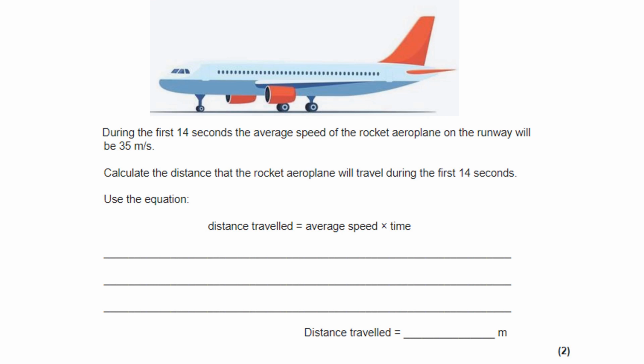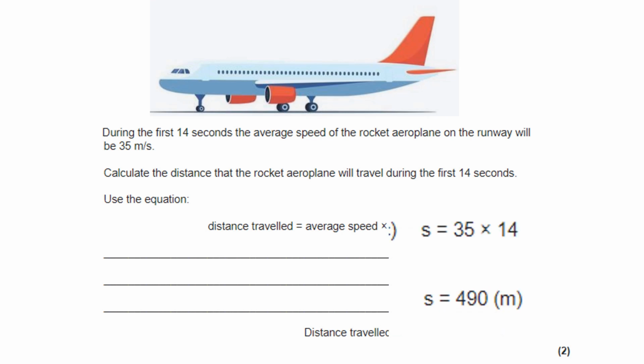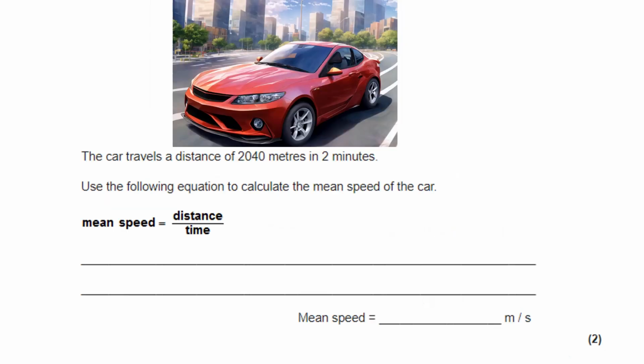During the first 14 seconds, the average speed of the rocket aeroplane on the runway is 35 meters per second. We've been given the speed. We've also been given the time of 14 seconds. Can you calculate the distance? They've given us the equation here. Well, to calculate the distance, we've got to do speed times time. And the speed is 35 and the time is 14 seconds. So 35 times 14. And that's 490 meters.